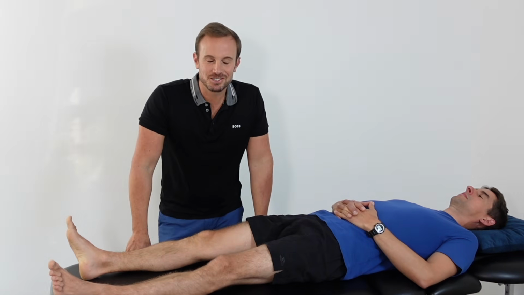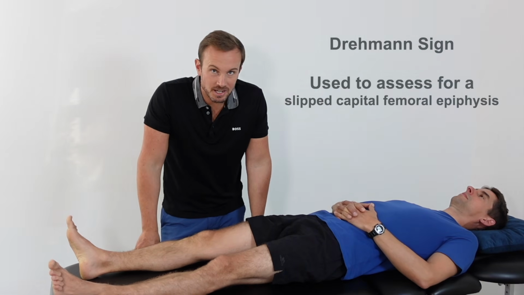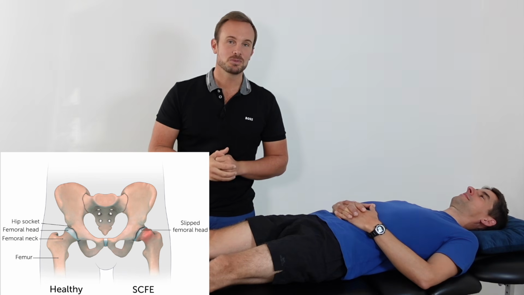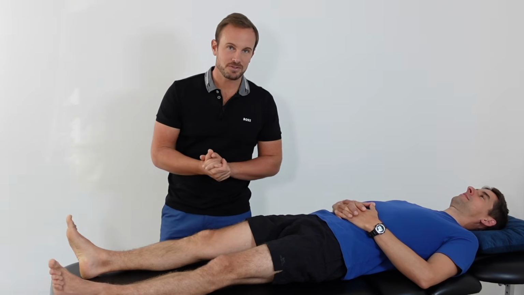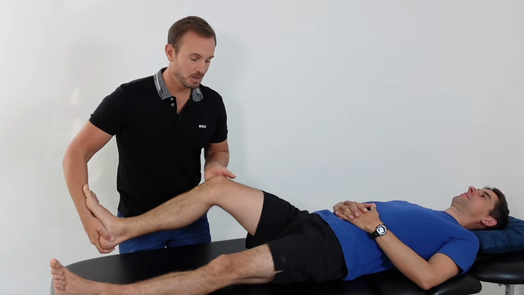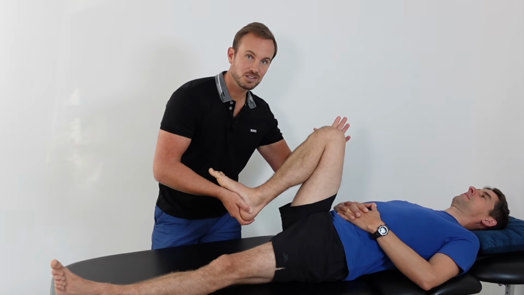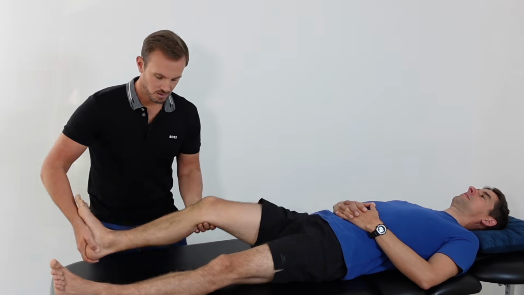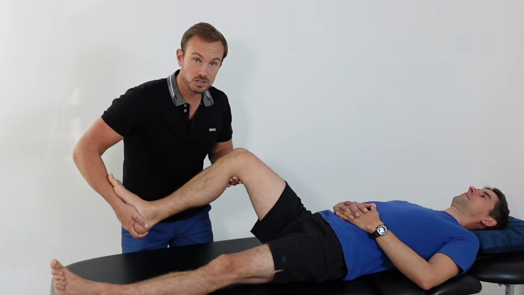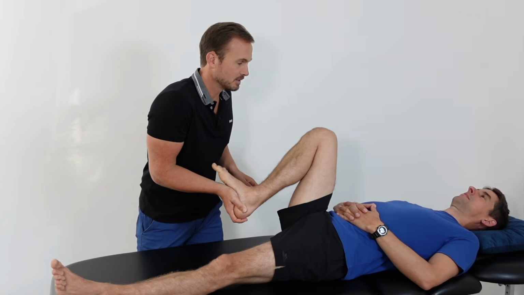The next test I'm going to show you is called the Drehmann's sign. It is primarily used to check for a slipped capital femoral epiphysis, but it can also be used to help you assess for FAI. Here's what you do. We're looking at what happens to the hip when we flex the hip without forcing it to stay in a straight line. So bend the knee, but primarily hold the foot. Let go of the knee and then push the knee up towards the chest.